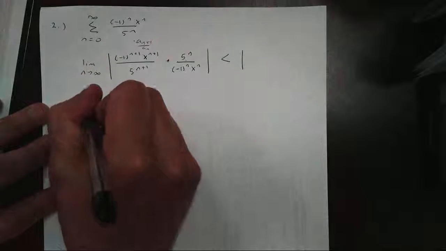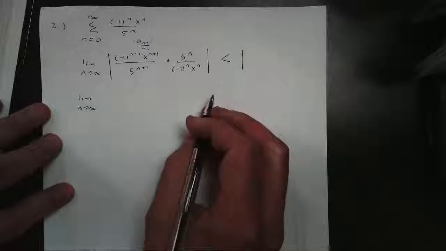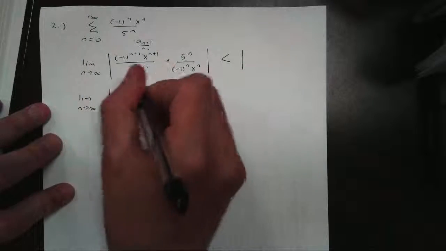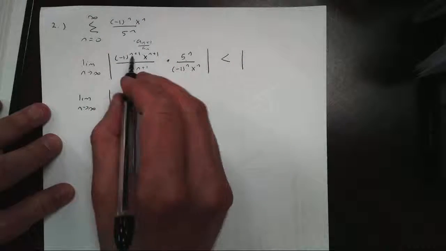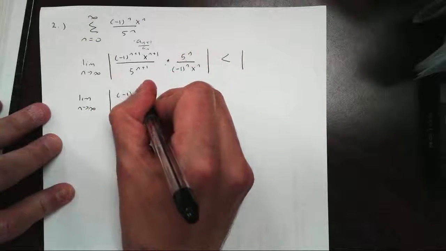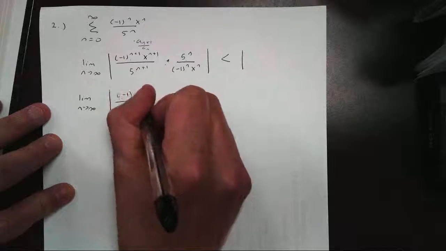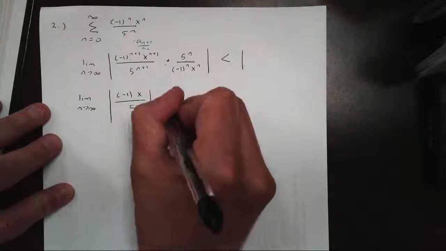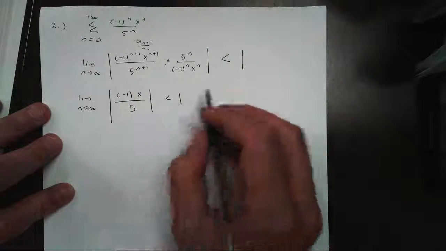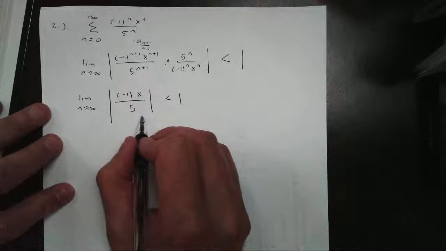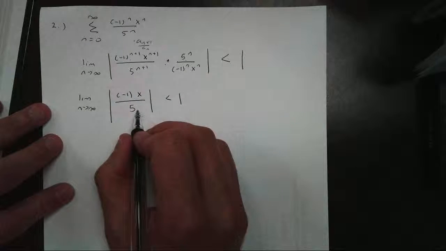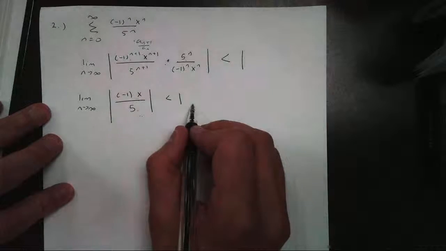So I take the limit as n goes to infinity. I'm going to be left with 1 negative 1. And as far as the x's go, I'm left with 1x on top. On bottom, I get 5. And this is less than 1. So what this is saying is that this series will converge if this limit is less than 1.